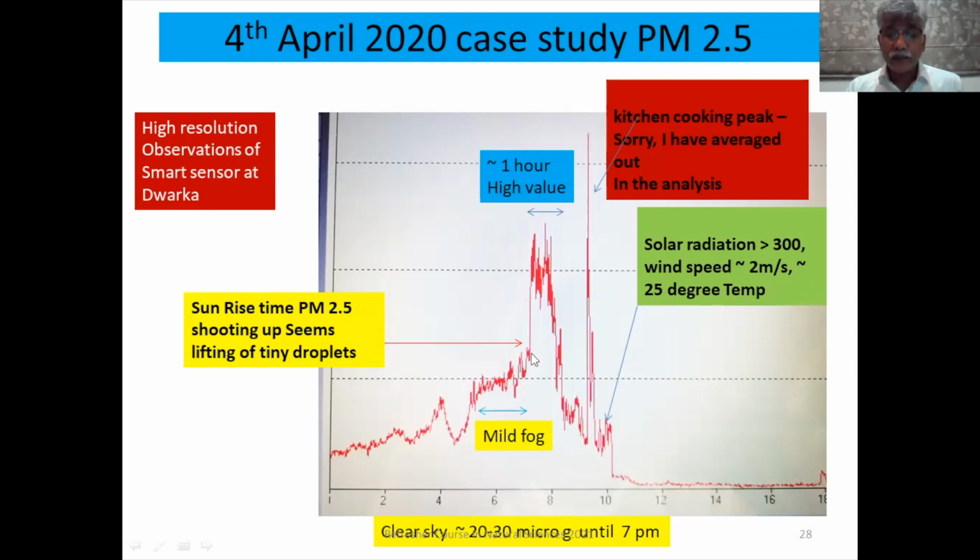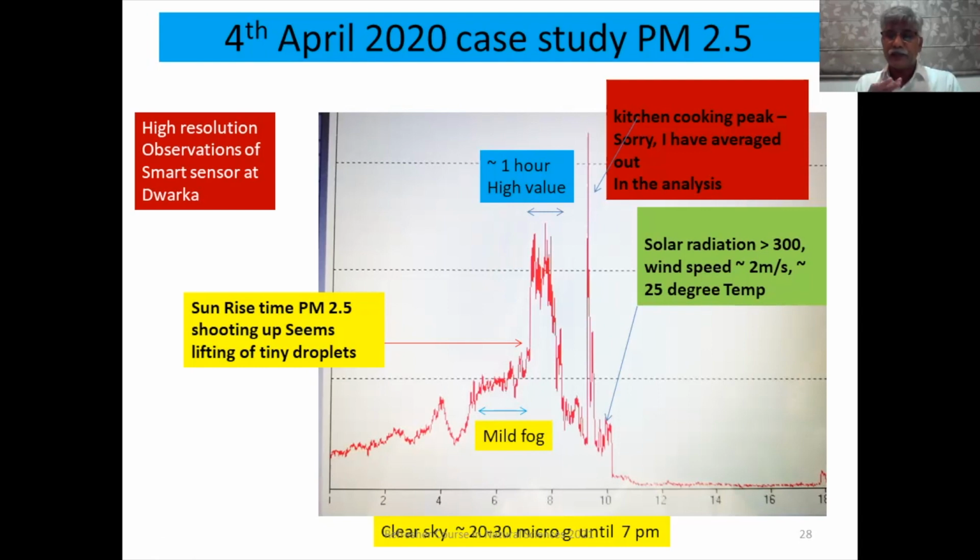And at this point, early morning, as I said before, we are having a mild fog, and the fog was of course increasing. And around here is your sunrise time, shooting up, seems like lifting of the tiny droplets around here. So sunrise around here, but suddenly after the sunrise, every minute PM 2.5 was increasing. And this happened only because the tiny droplets, in fact, were lifting up.